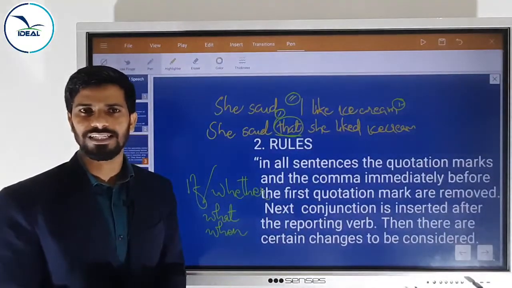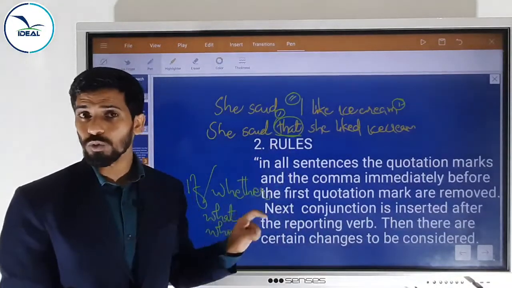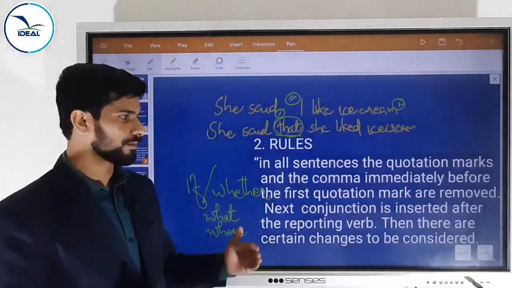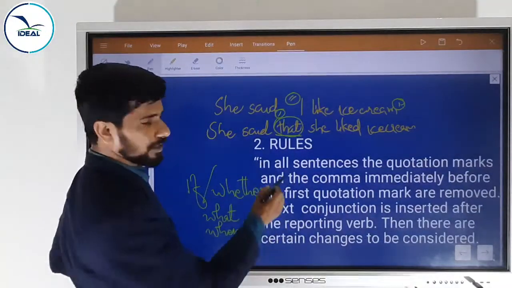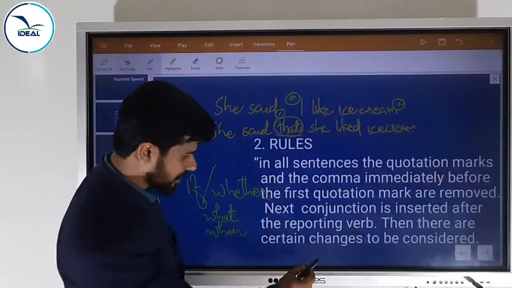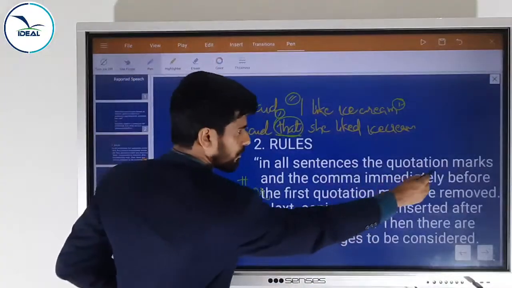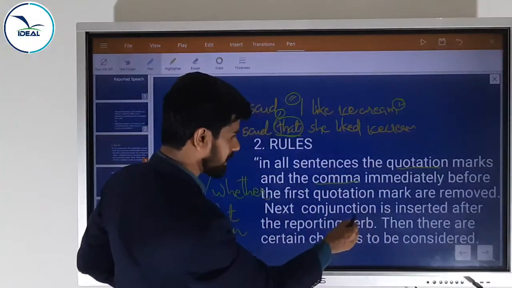Then how will you convert the sentence? The teacher asked the student to open the door. So the to is the conjunction here. We will be learning this elaborately in coming slides. Okay. So this is said to be the conjunction. And what are the other changes? It is mentioned there are certain changes to be considered after the removal of quotation marks, comma, and after inserting a conjunction.